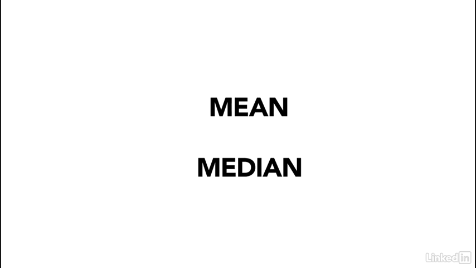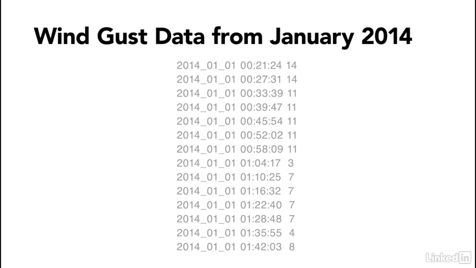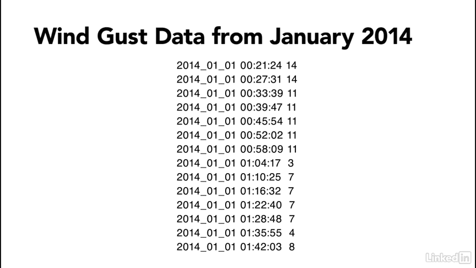These are both statistics. To explain statistics, we need a set of numbers. How about 14 readings for wind gust at the Deepmore weather station on January 1st, 2014? You can see that data at this website. The first column is the day the wind gust was recorded. The second column is the time it was recorded, and the third column is the wind gust in miles per hour.